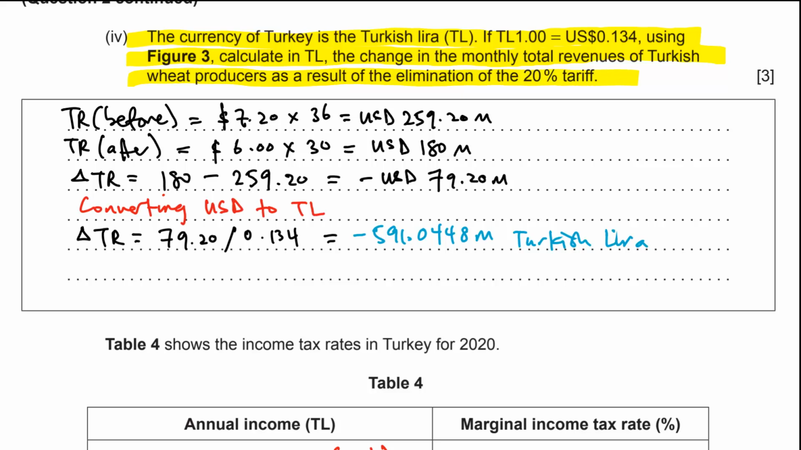Okay, so what we have to do is figure out how this tariff is going to affect the revenue of the wheat producers in Turkey. To do that, we have to calculate the total revenue before the removal of the tariff and after. Then we simply look at the difference between those two figures, and that's going to give us the change in revenue that the producers experience. And then lastly, we're going to convert that delta, that change in US dollars, into Turkish lira.